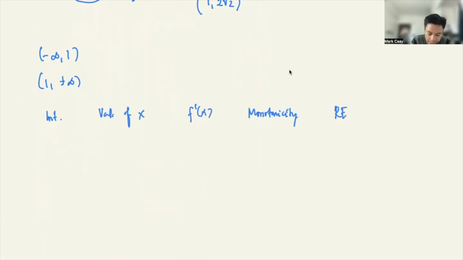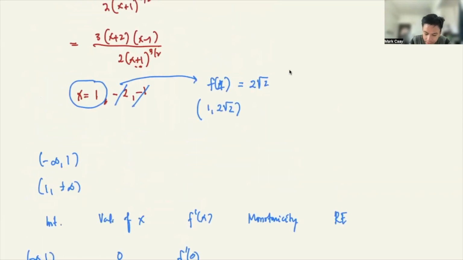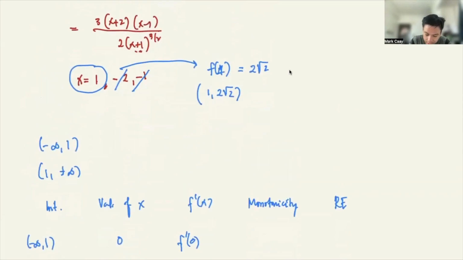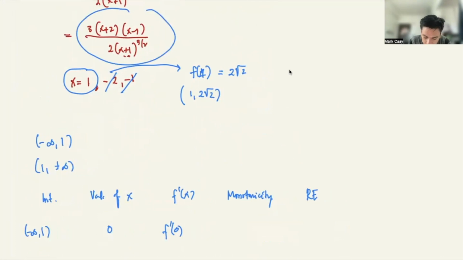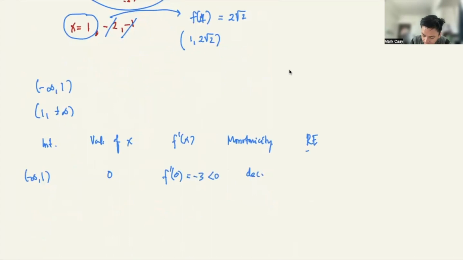So, first is negative infinity to 1. What number can you find inside it? There are many numbers actually, so we can get the simplest. So, let's try 0. So, f prime of 0, we plug it into f prime. Our f prime is this, right? When I plug in 0 there, you can substitute it yourselves, what I get is negative 3. So this is less than 0. So this is decreasing, so we don't have a relative extremum yet.